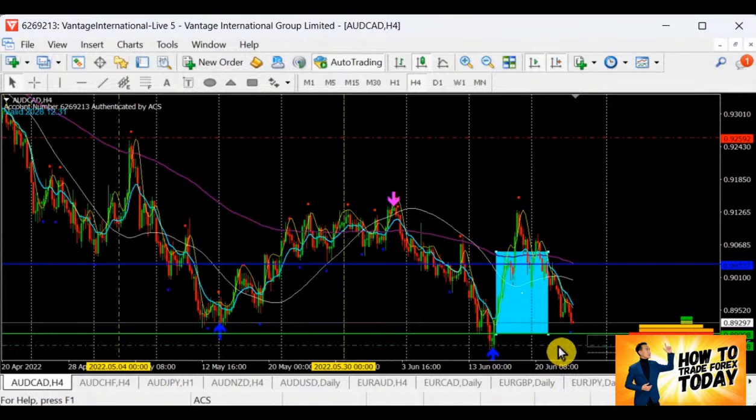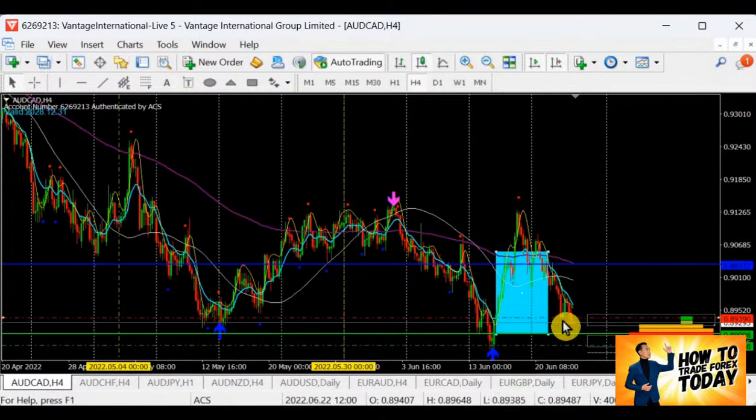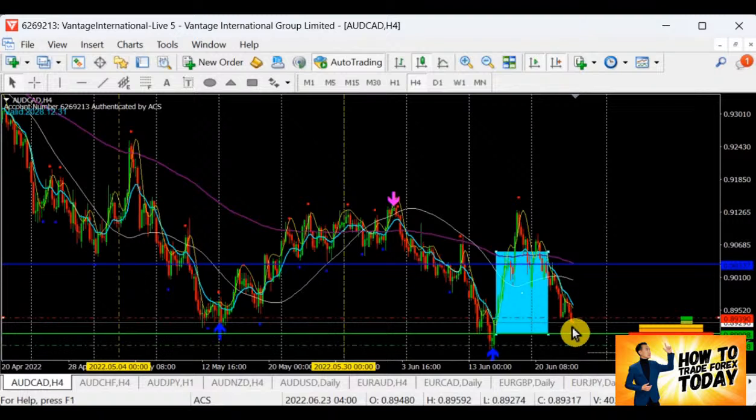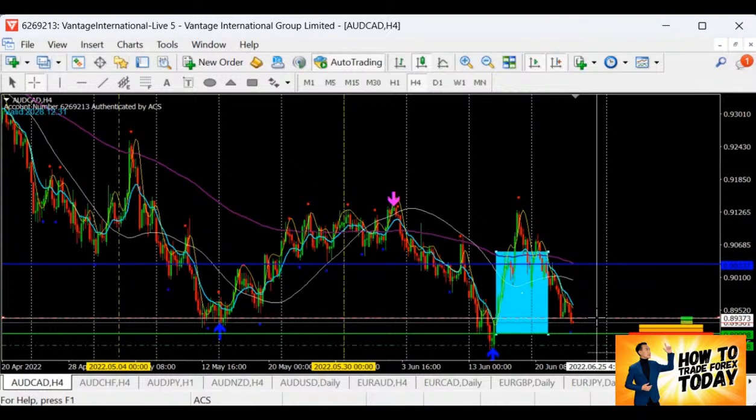Later I'll be expecting to see a lower high over there. Let me plot the lower high at this area, so that likely it is going to test this area as well. We have now just broken through this area, so very likely it's going to retrace onto this resistance at this point, then it will continue selling. So we can now pay attention to this. That's for AUDCAD.